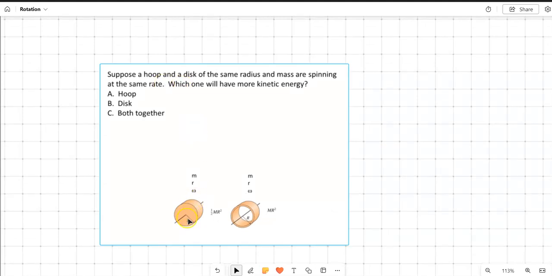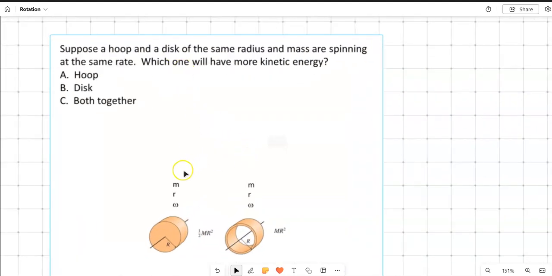Suppose you have 2 objects. One is a disk and one is a hoop. The disk has a moment of inertia of 1/2 mr squared. The hoop has a moment of inertia of mr squared. Suppose both objects have the same mass and same size. Which one is going to have more kinetic energy? Suppose they're spinning at the same rate: same mass, same size, and same omega. Just based on the moment of inertia, which object is going to have more kinetic energy? Think about the problem and pause the video.